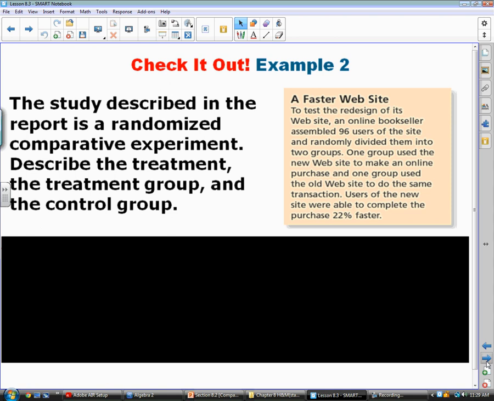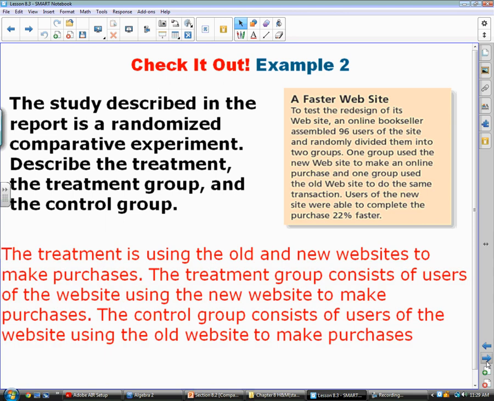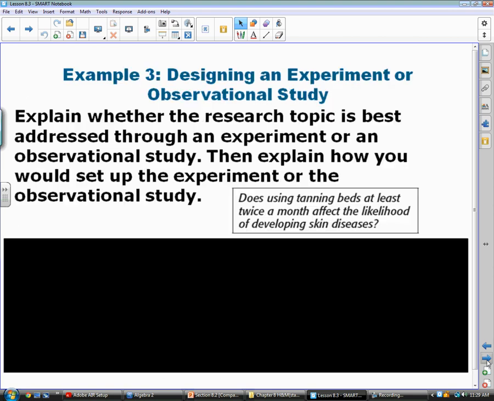Nina, what did your partner say about the treatment? The new website? And how about the control group then? Parker, what would you say about the control group? It's the people that use the old website. The people that have to use that old website. So the treatment is going to be using the old and the new websites to make purchases. The treatment group consists of the users that are going to use the new website, where the control group is going to use the old website.